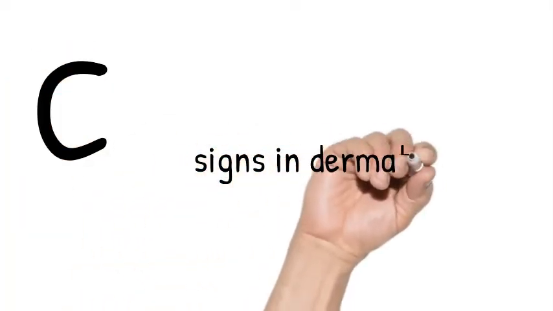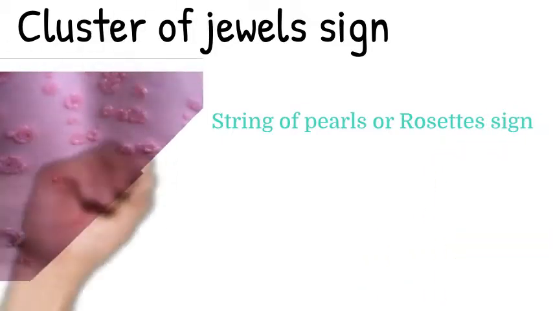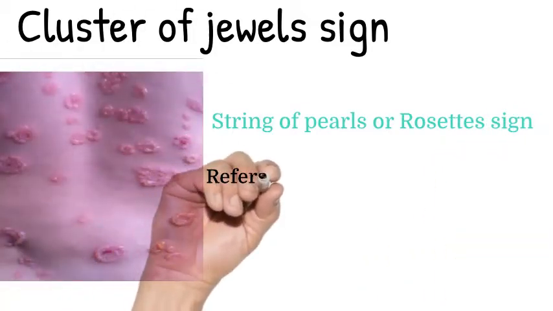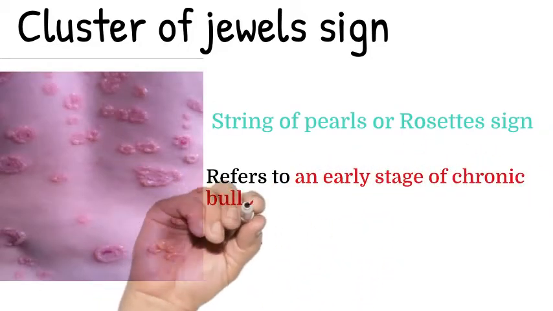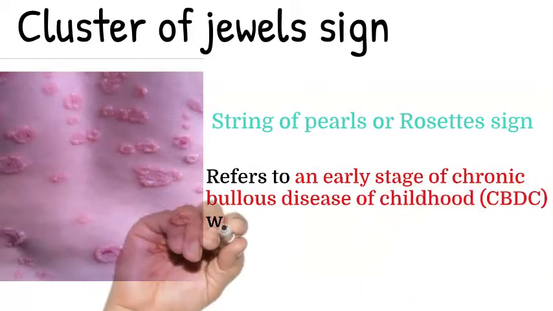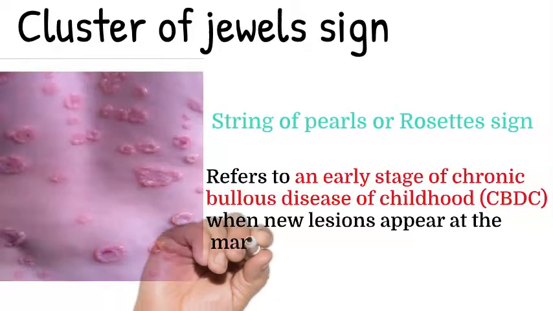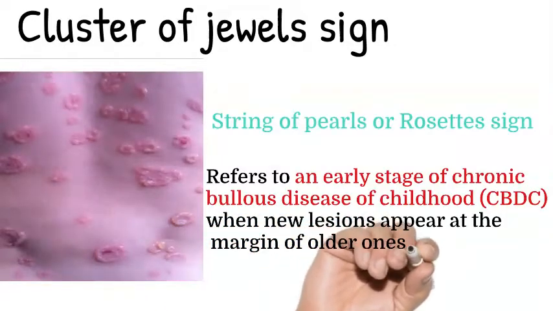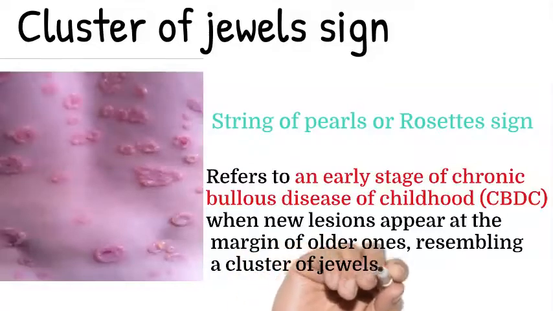C signs in dermatology. Cluster of jewels sign, also called string of pearls or rosette sign. This sign refers to an early stage of chronic bullous dermatosis of childhood, when new lesions appear at the margin of the older ones, resembling a cluster of jewels.